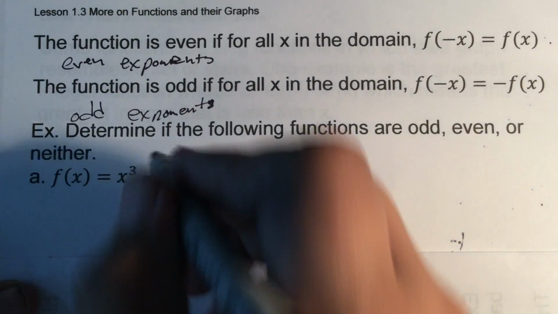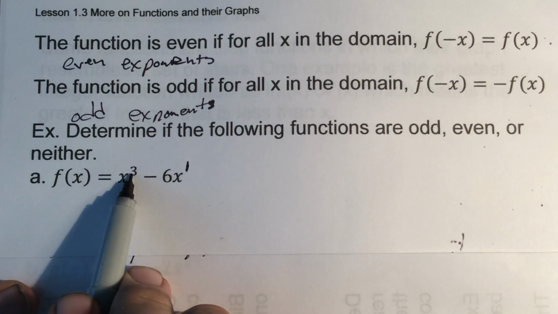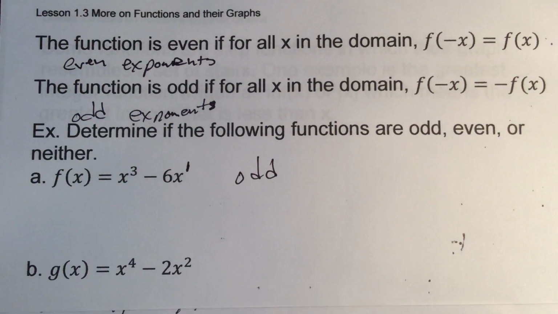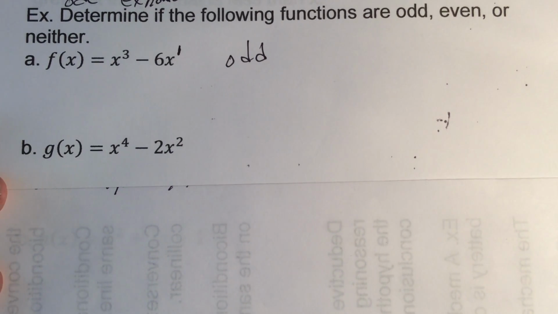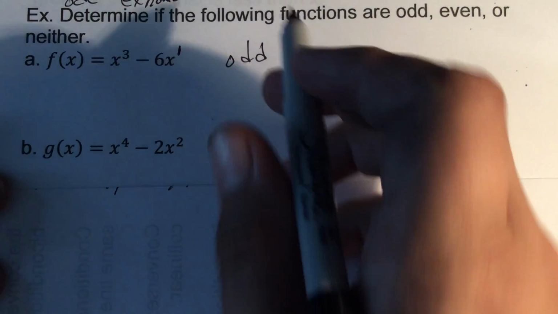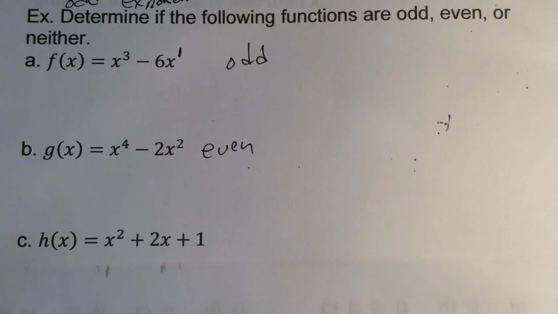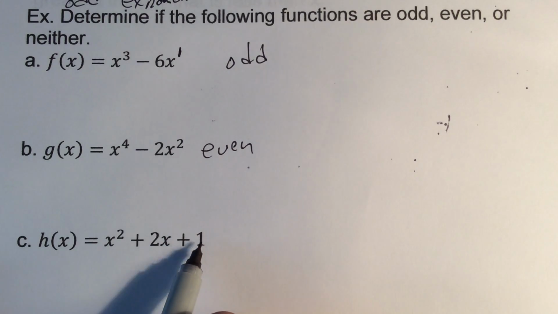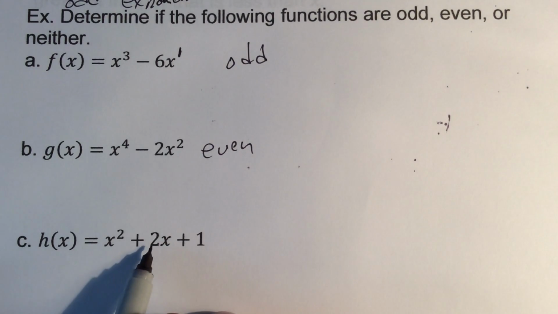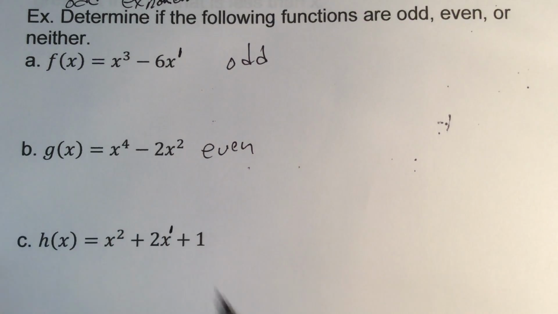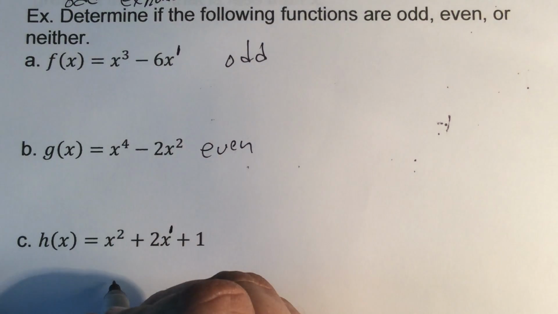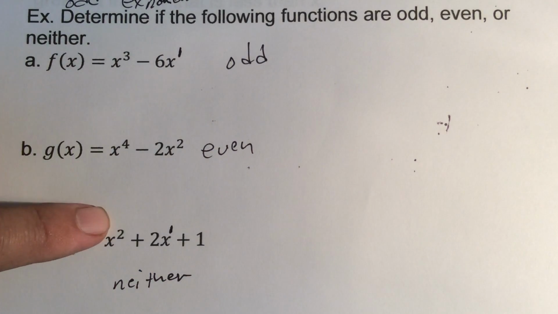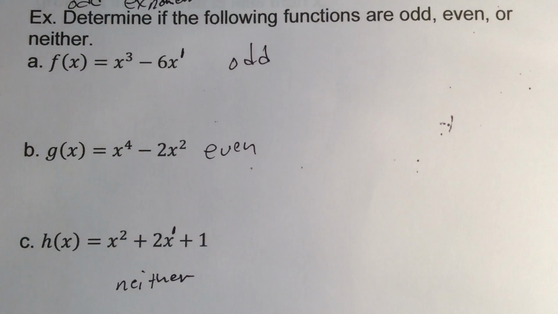Looking at this, technically this is to the first, so we would have x to the third, x to the first, which makes this odd since both of those are odd. X to the fourth, x squared, both even, so even. I have an x squared, an x, and a constant. Constants are always even, but 2x is really x to the first, and therefore makes this a neither. So if you have some even, some odd exponents, it's for sure going to be neither.